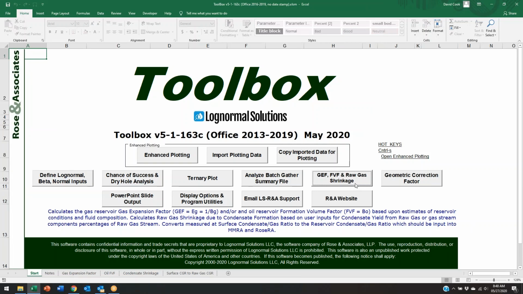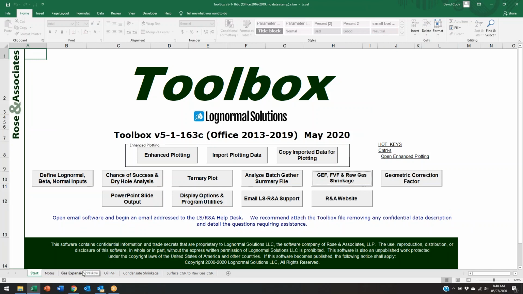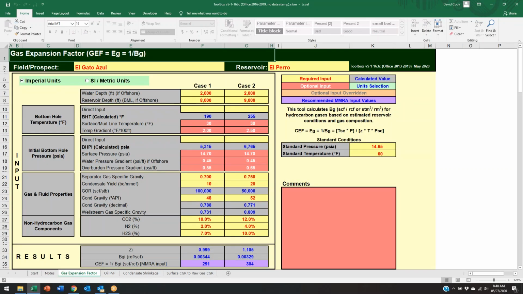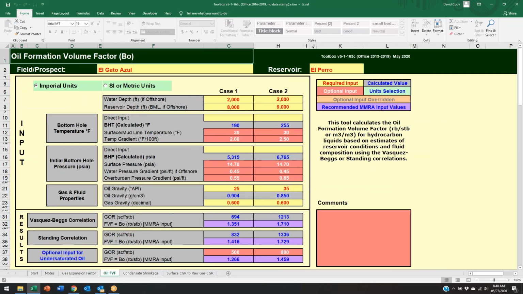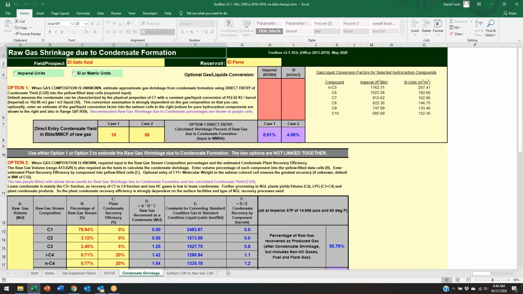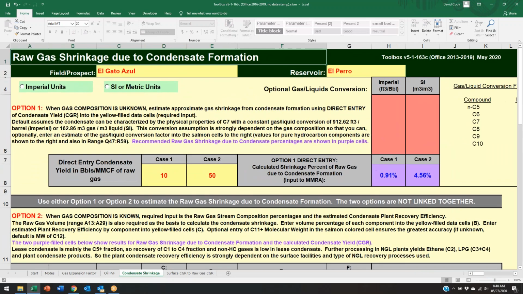The gas expansion factor, formation volume factor, and raw gas shrinkage calculators. Actually, the gas expansion factor and oil formation volume factors have not changed at all. The condensate shrinkage has been modified a little bit in that you have two options for building the inputs and getting a recommended shrinkage associated with the condensate inputs.